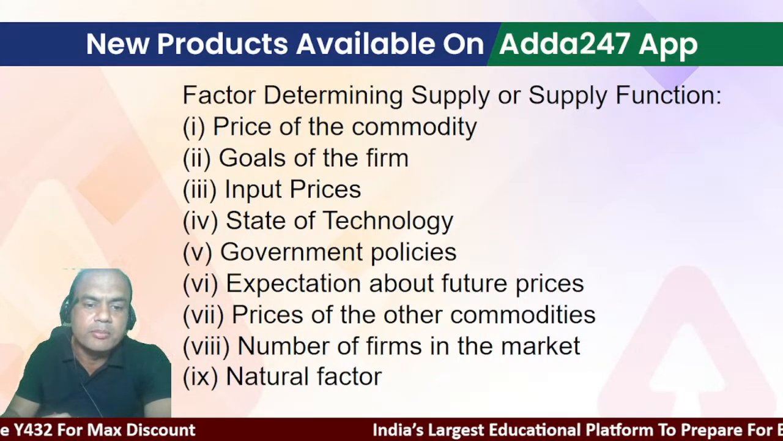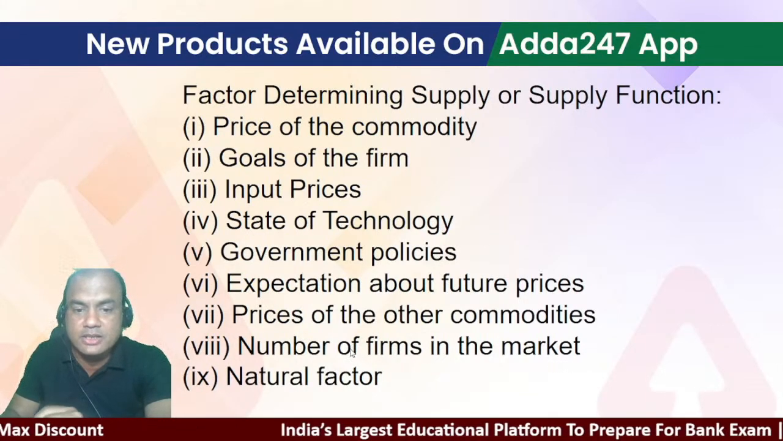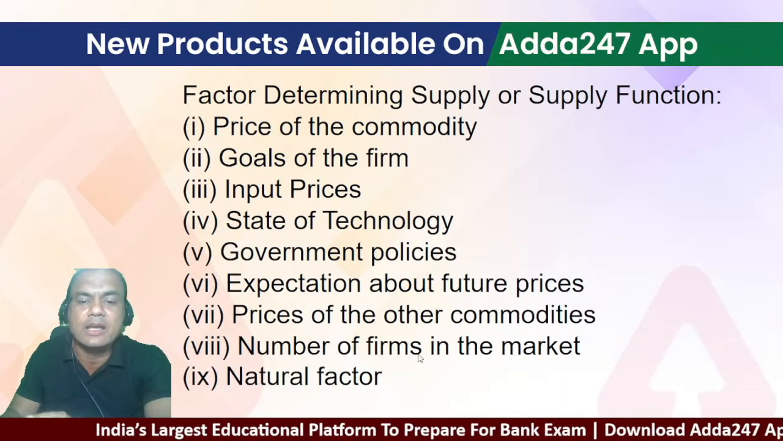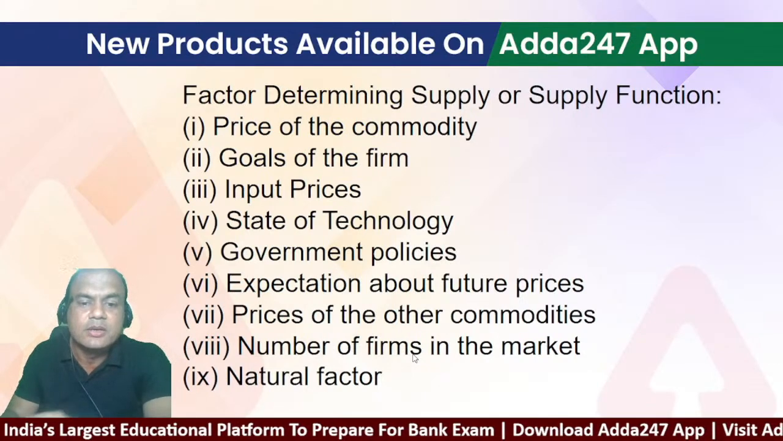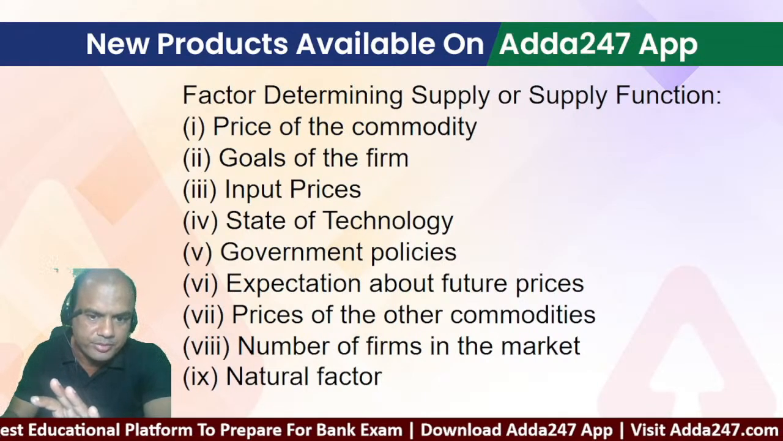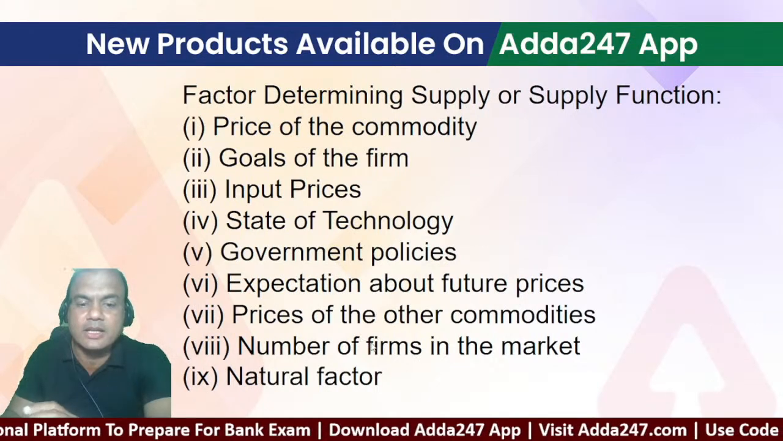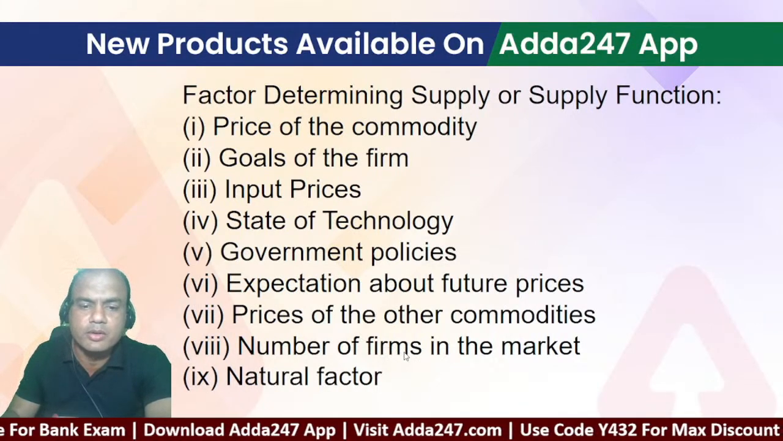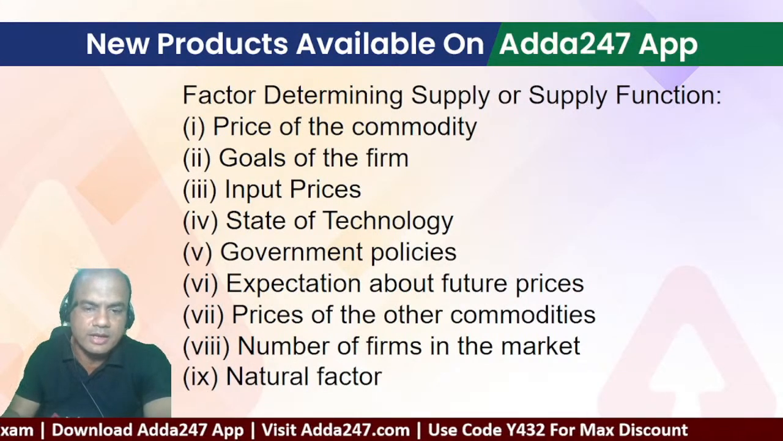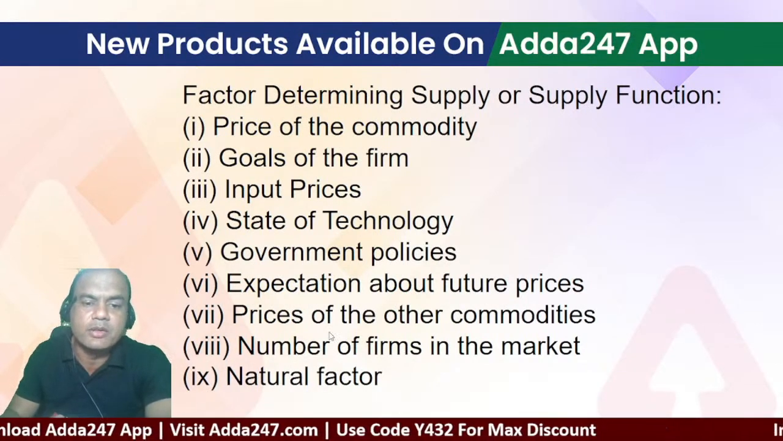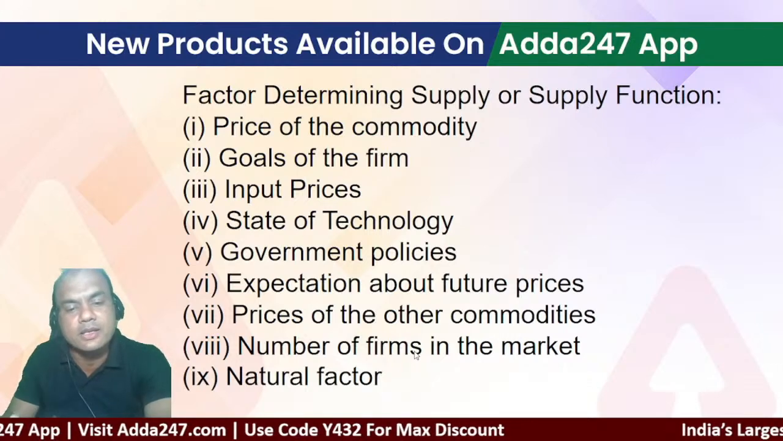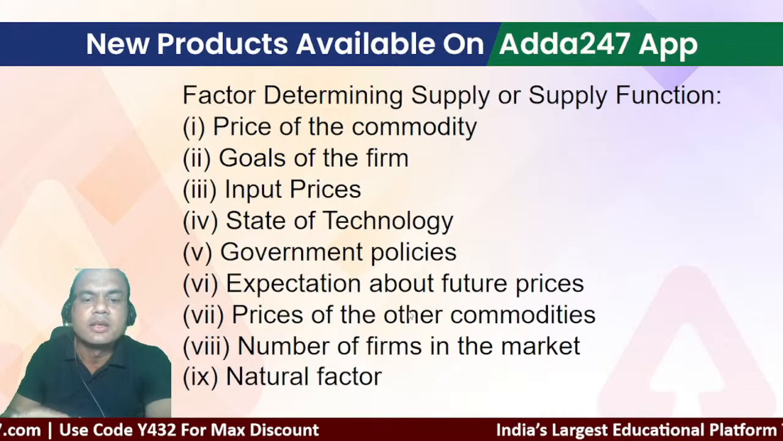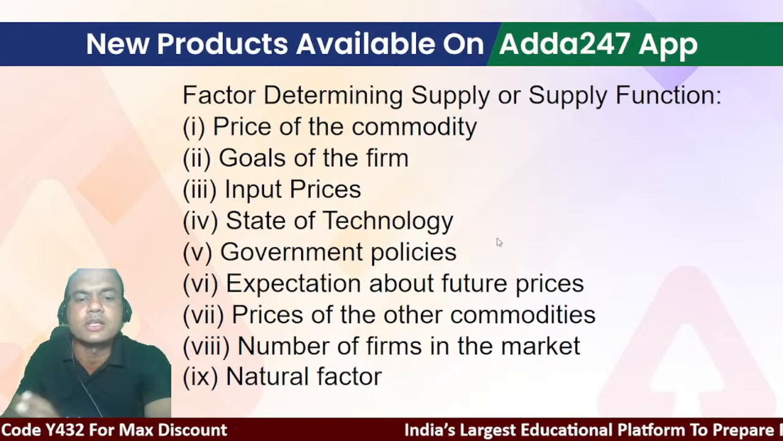Okay, so number of firms in the market means this is also very important. Number of firms, if there are many firms, I can't increase my price beyond a certain level. Okay, so there are various types of markets for you in JAIIB, right? Monopoly, oligopoly, monopolistic, right? All these things. So if the number of firms are more, then I can't increase my prices. Okay, natural factor means what are the natural conditions of that place where the manufacturing or the supply is done.